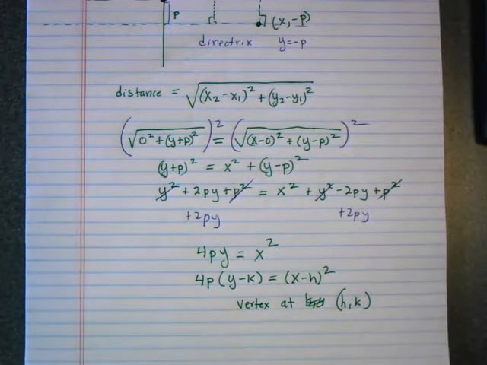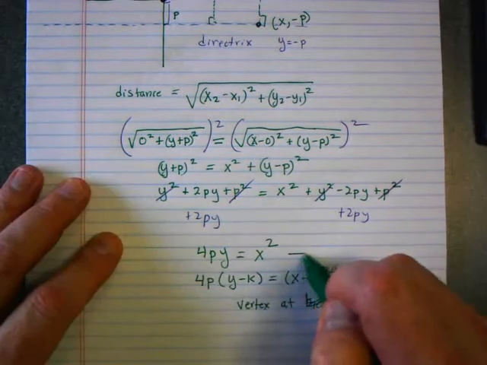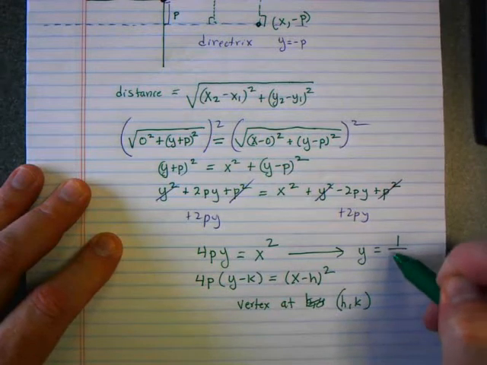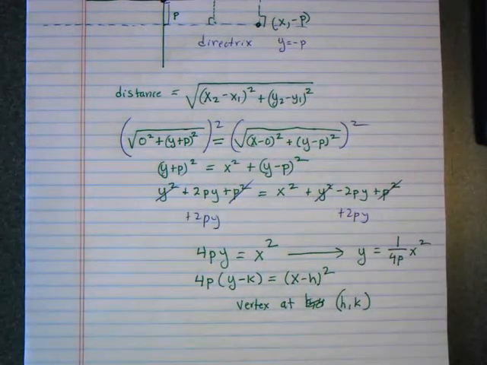I could. I didn't want to have fractions. I liked having a number over here. I could divide both sides. I could write this as y equals 1 over 4p x squared, but I wanted to avoid fractions. That's all. No reason not to.